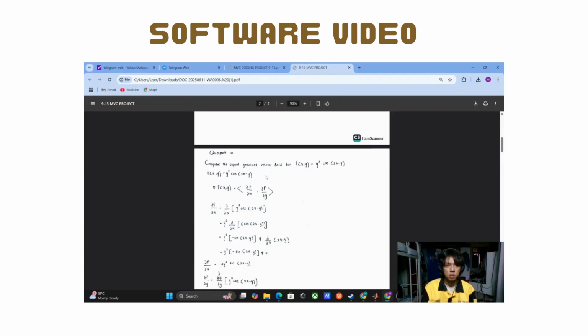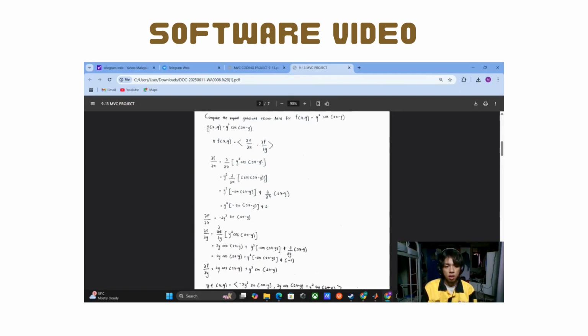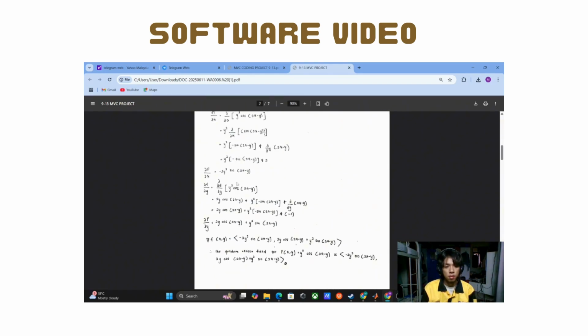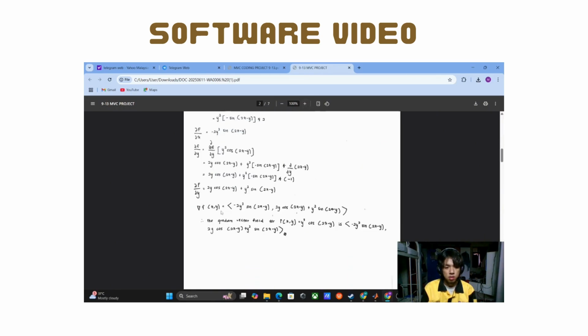We will proceed to question 10. As we can see, we calculate the gradient of the function f(x,y) equals y to the power of 2 cos(2x minus y). So we can get here the gradient vector. The gradient vector is del f(x,y) equals partial derivative of f over partial derivative of x, and partial derivative of f over partial derivative of y, and we can get the answer.